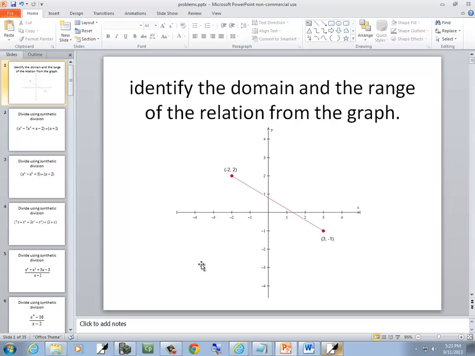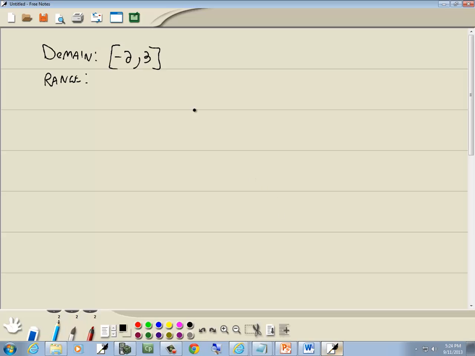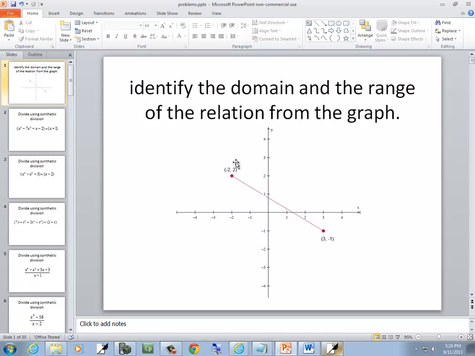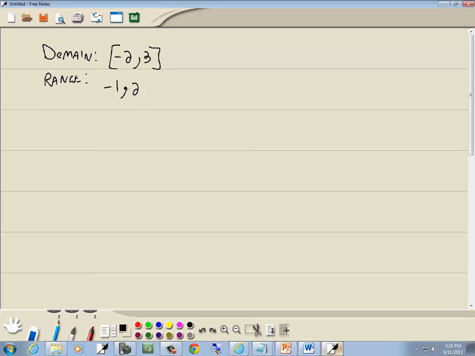Now our range is the y values where the graph exists. For the y values, we're looking for our lowest point and our highest point. Well, right here is the lowest point on our graph. And if I come straight over to the y-axis, that's -1. So it's going from -1 to, and then we're looking for the highest point on our graph, which is right here. And if I come straight over to the y-axis, that's 2. So that's going from -1 to 2.